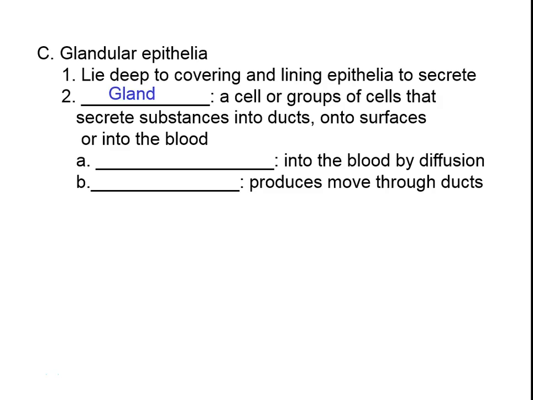A gland, by definition, is a cell or a group of cells that secrete substances into ducts, onto surfaces, or into the blood. The cells that are making that substance don't need that substance. It's needed somewhere else. So if we are an endocrine gland, we are going to secrete our substances right into the bloodstream most of the time by diffusion, and it's going to travel to a target organ in the blood and affect that organ maybe all the way across the body from where it was produced.